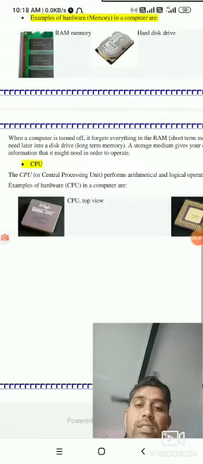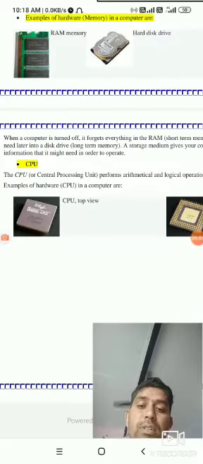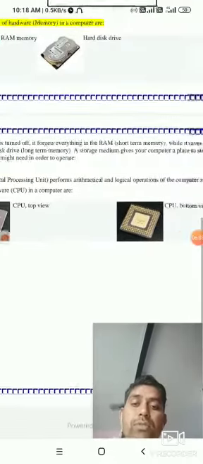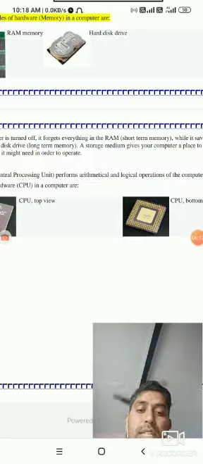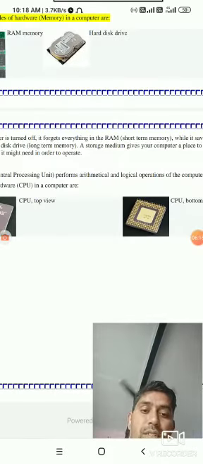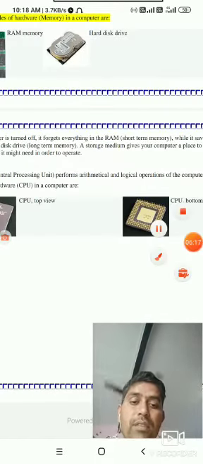Clear? Now the next important part is the CPU. The CPU is a chip that is called a microprocessor. Two parts are given here. This is the top view and this is the bottom view. Through that the data will be processed. Clear?